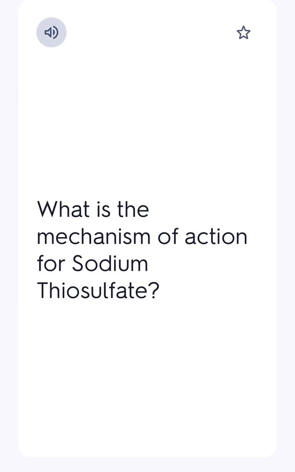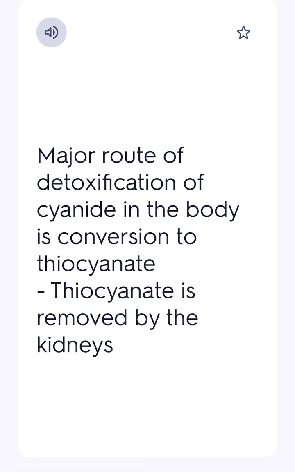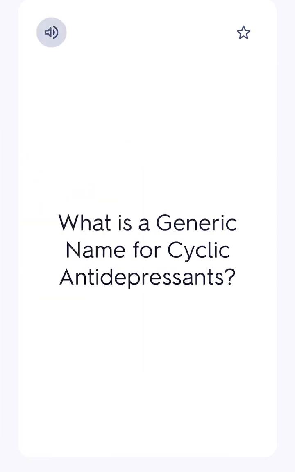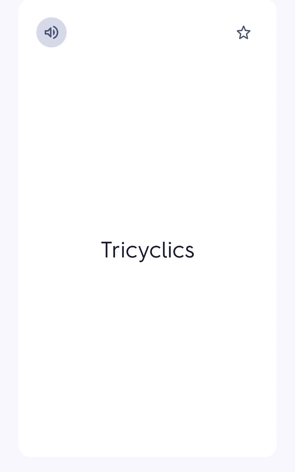What is the mechanism of action for sodium thiosulfate? Major route of detoxification of cyanide in the body is conversion to thiocyanate. Thiocyanate is removed by the kidneys. What is a generic name for cyclic antidepressants? Tricyclics.